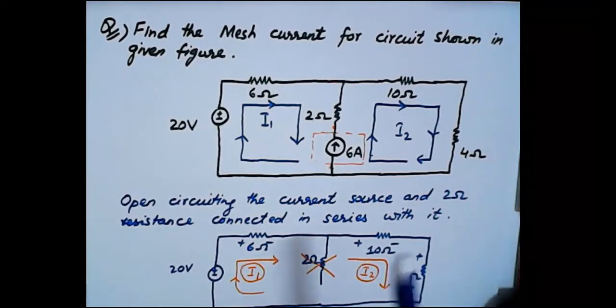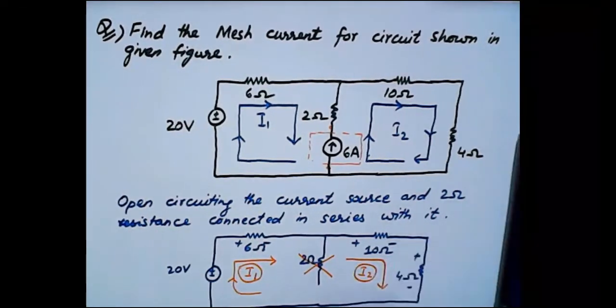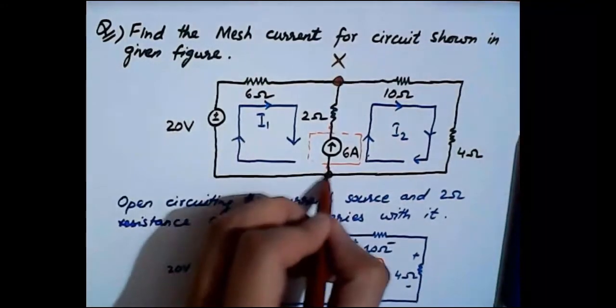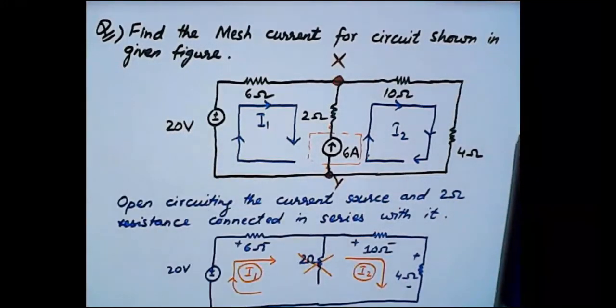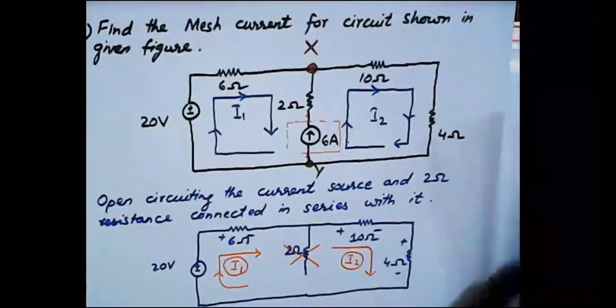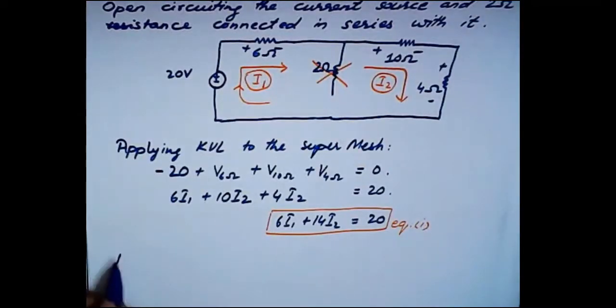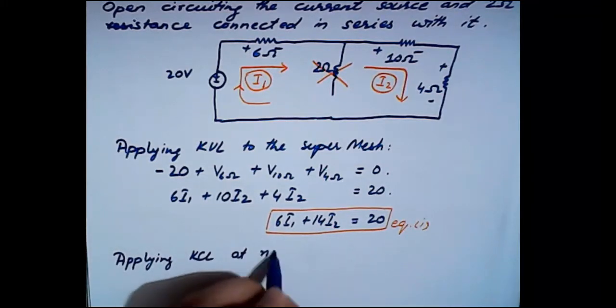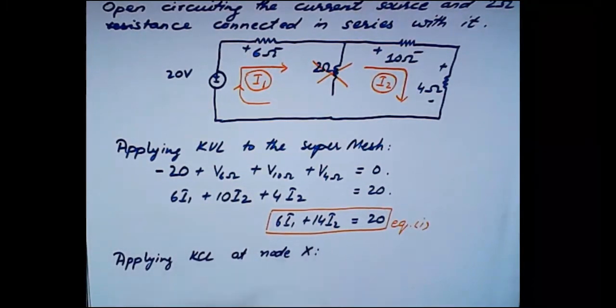That means we need to apply KCL either at this node, let's name it as node X, or at this node. Any one of the nodes we can apply KCL, right? So let's start by applying KCL at node X, right?